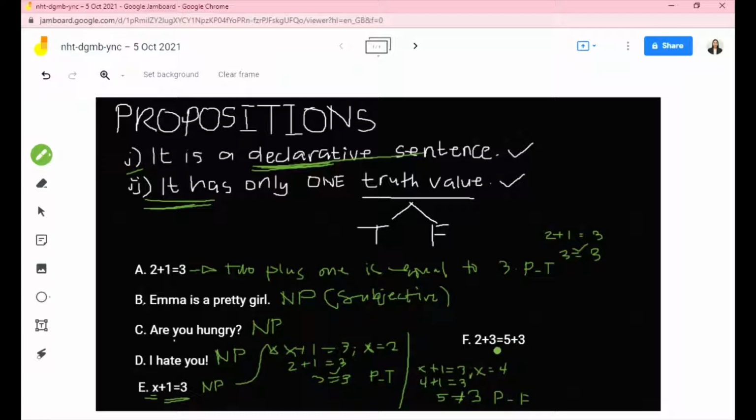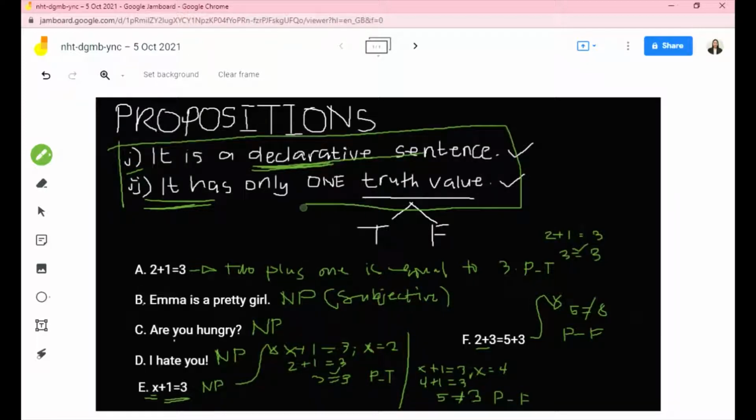Now let's have the next statement, sentence F: 2 plus 3 is equal to 5 plus 3. Now let's combine this. 2 plus 3, that is 5. Copy the equal sign, and 5 plus 3, that is 8. This is a proposition. It satisfies the first condition, but it is false since 5 is not equal to 8. So again, the main thought here is to satisfy the two conditions for your sentence to be considered a proposition.